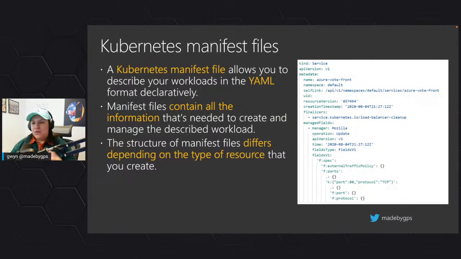Manifest files contain all the information that's needed to create and manage the described workload, and the structure of the manifest file differs depending on the type of resource that you create. I have an example here, but towards the end when we get to the demo, we'll also have another large example that we can take a look at. Just keep in mind, manifest files will describe your cluster and everything that gets deployed in your cluster.